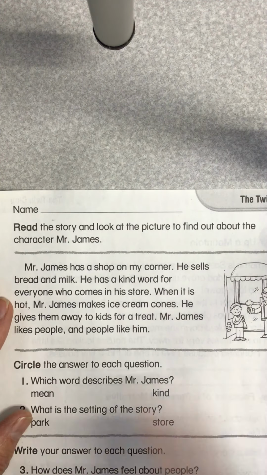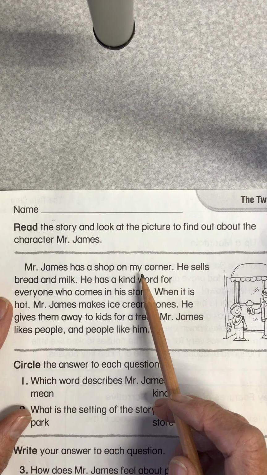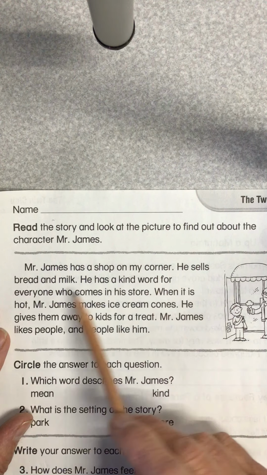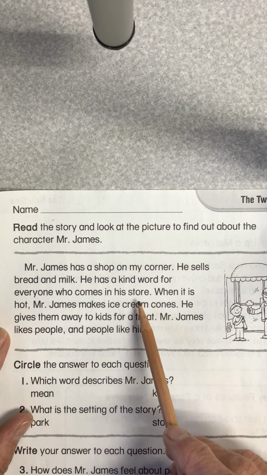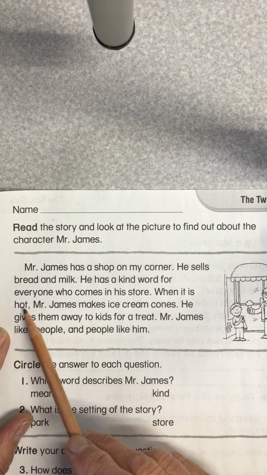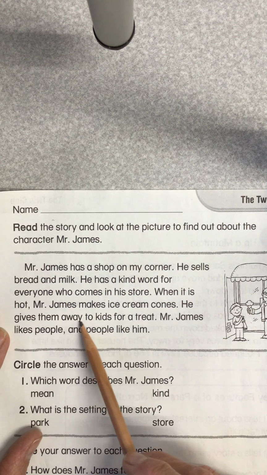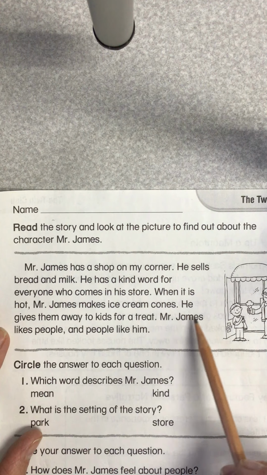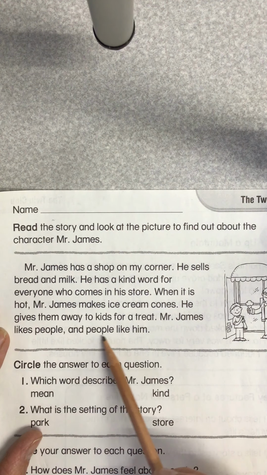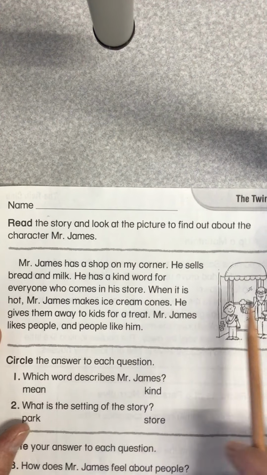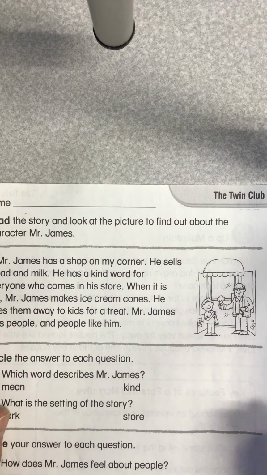Mr. James has a shop on my corner. He sells bread and milk. He has a kind word for everyone who comes in his store. When it is hot, Mr. James makes ice cream cones. He gives them away to kids for a treat. Mr. James likes people, and people like him. So we can use what we've read in the story, and we can also use the picture.